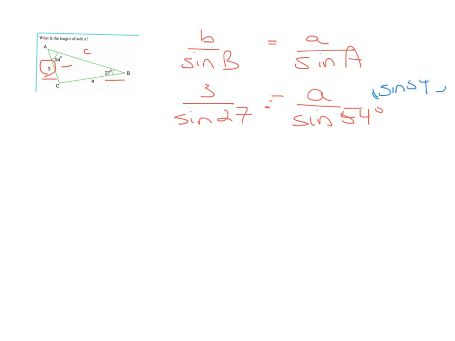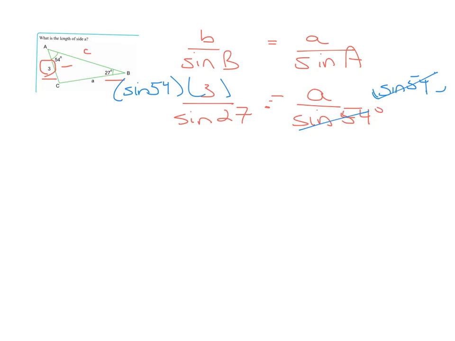And whatever I do to one side, oh, sorry about my pen. Sometimes it's just not coming up. 54. We have to do it to the other. So sine 54. These are going to cross out because I have the same thing in the numerator and denominator. They cross out. So then we can go sine 54 multiplied by 3, because they're right beside each other. And then we're going to divide the whole thing by sine 27.